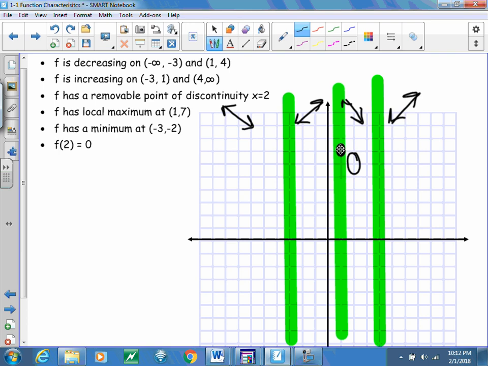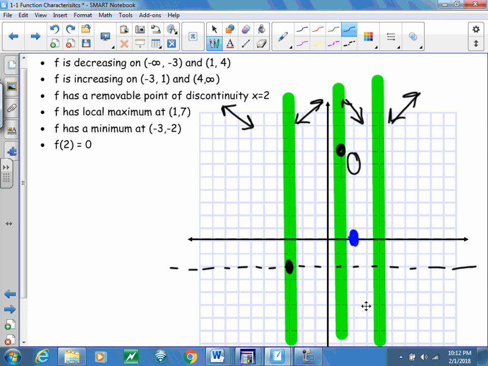Now that's not an absolute maximum, so I can be going in both directions. It does have a minimum at (-3, -2). So now that is a minimum, so my graph cannot go below that point right there. And then lastly, it tells me that f of 2 is equal to 0. So actually, I'm going to have a point right here. So where that hole is, that point is going to be jumping down.